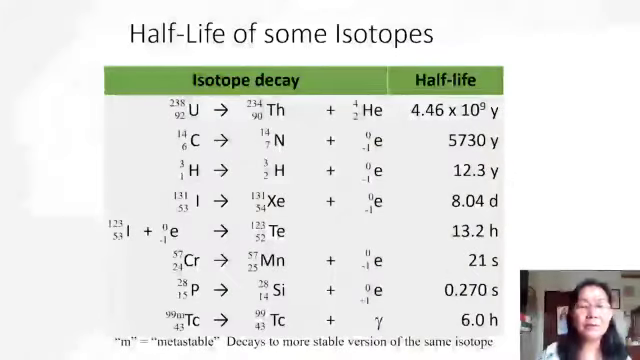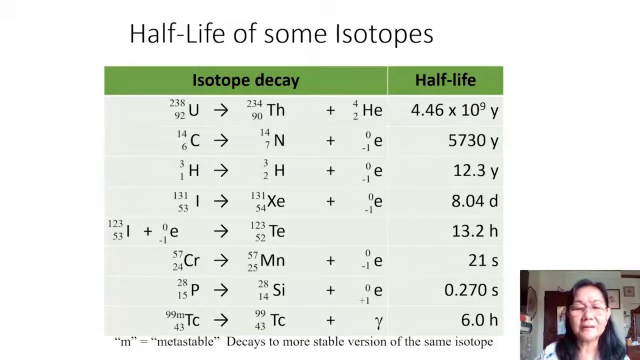Here are examples of radioactive isotopes and their half-lives. Of the isotopes in this list, the most unstable is phosphorus-28. It has the shortest half-life at 0.27 seconds. And uranium-238 is the least unstable of them all. It has a very, very long half-life.